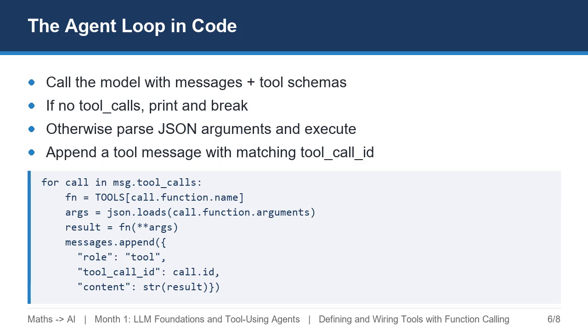Here's the loop in code. After calling the model, check if it returned tool calls. If not, you have your final answer. If it did, loop over each call, look up the function, parse the arguments, remember they arrive as a JSON string so you must JSON.loads them, and execute. Then append a tool role message containing the result and the matching tool_call_id. You must also append the assistant's original tool call message first, or the conversation structure breaks.